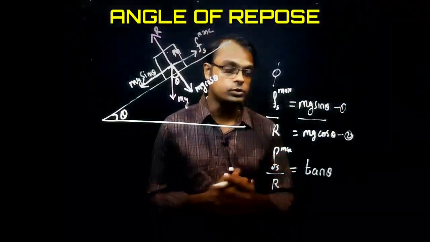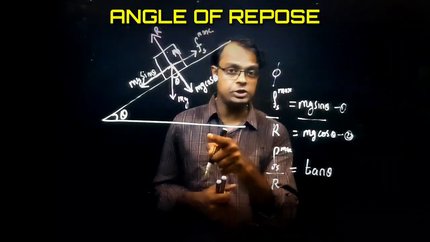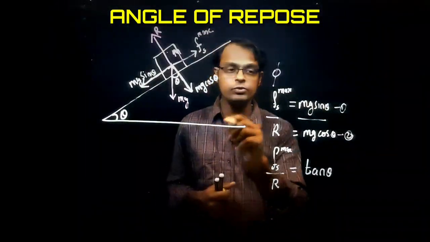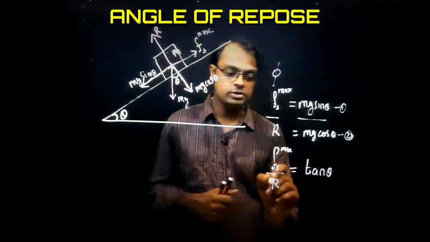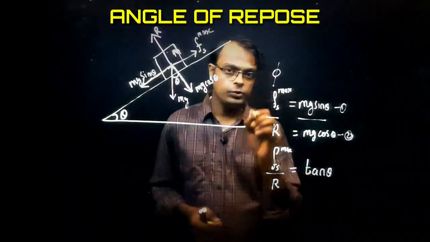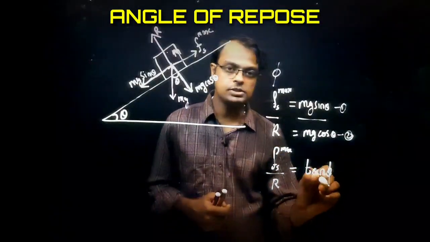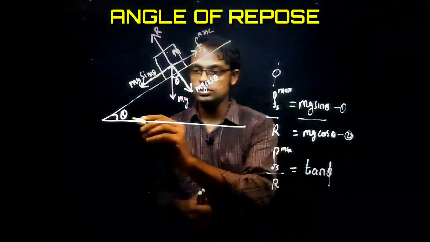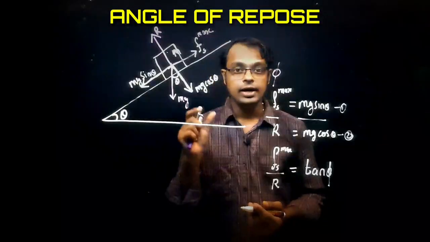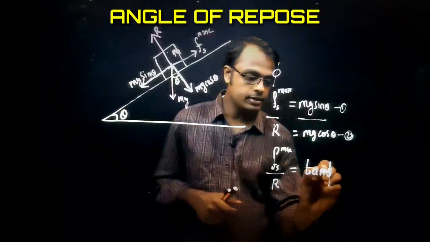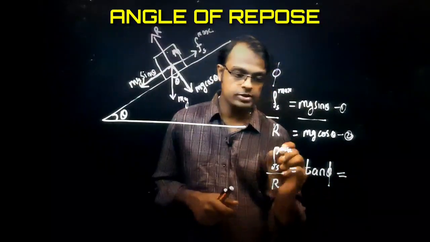Here theta represents the angle of repose. Theta we have already used for the angle of friction, so don't be confused. If you get confused, use the phi term. So I can write tan phi is equal to Fs max divided by R. Tan phi represents the angle of repose, and we use phi instead of theta because theta was already used for the angle of friction.